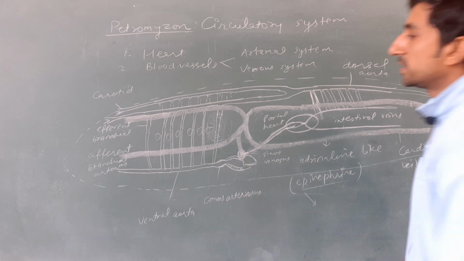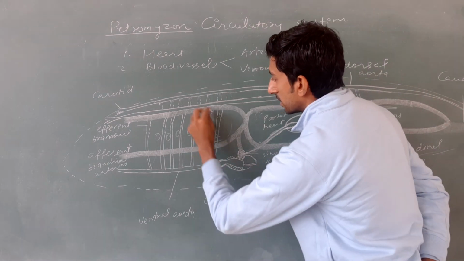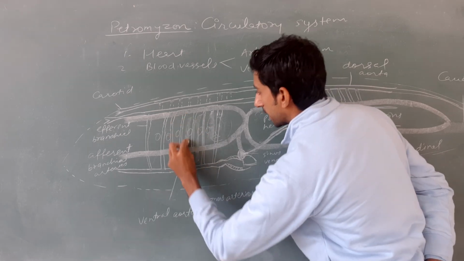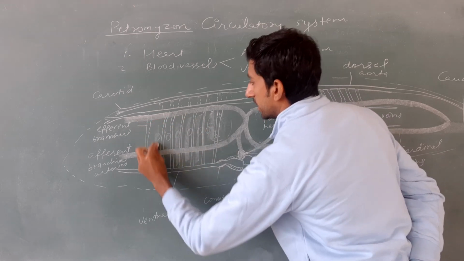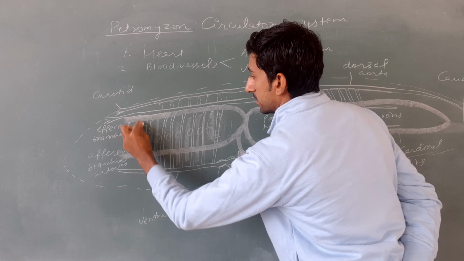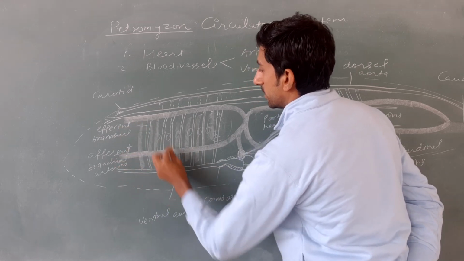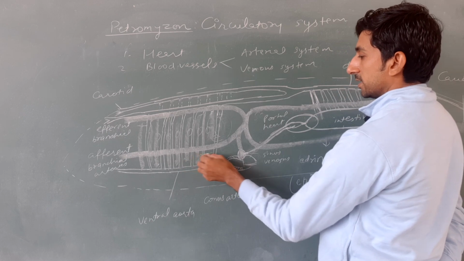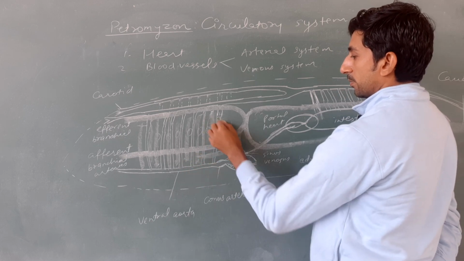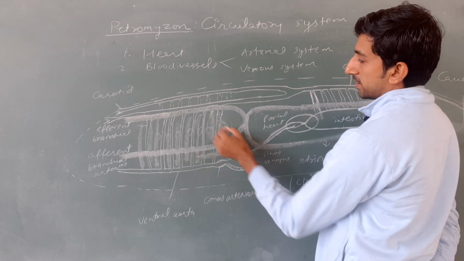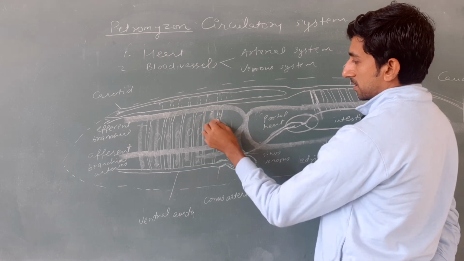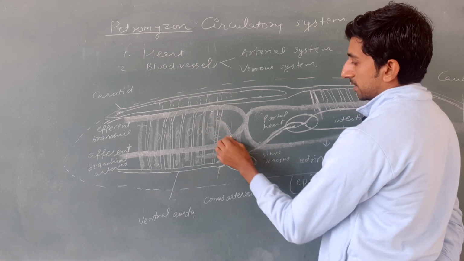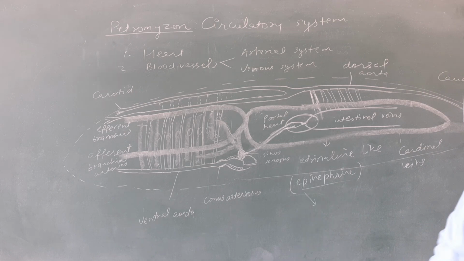In addition to these, there are spaces in the branchium or in the pharynx. These spaces are filled with blood. This blood is collected from these sinuses, branchial sinuses, and it is supplied back to the sinus venosus.